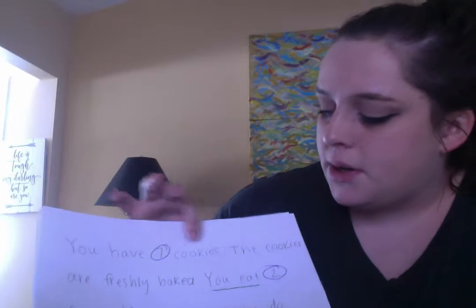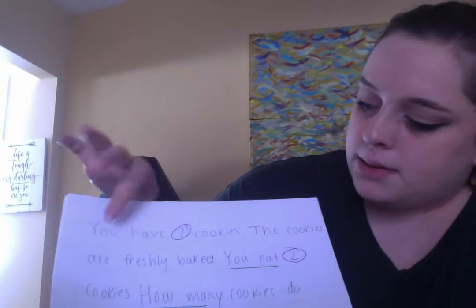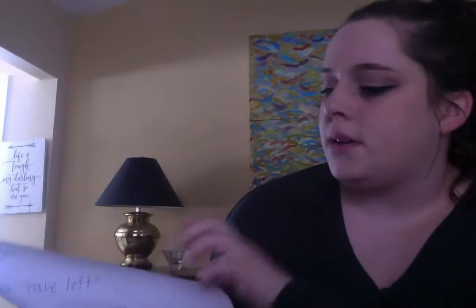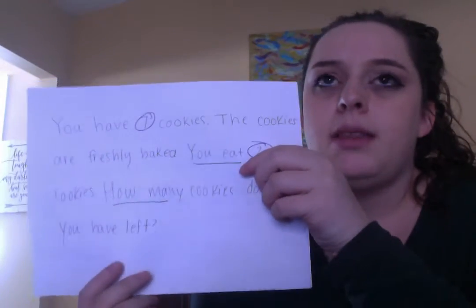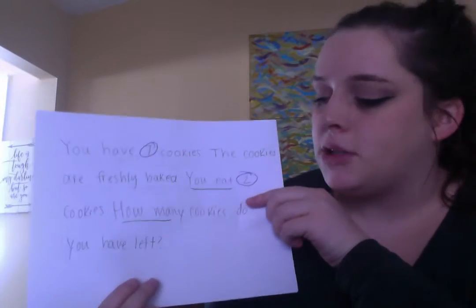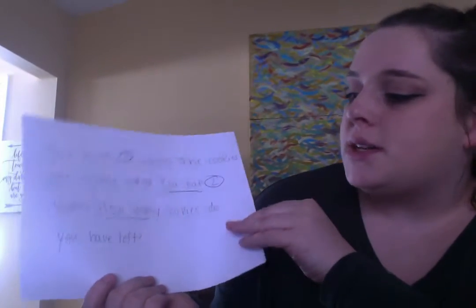We'll go to our U for cubes. The U is underline any important words. You have 7 cookies. The cookies are freshly baked. You eat 2 cookies. So that's a key word for us. We eat 2 cookies. So if you ate them, then they're gone. So I'm thinking that that might be a subtraction problem. How many cookies do you have left?